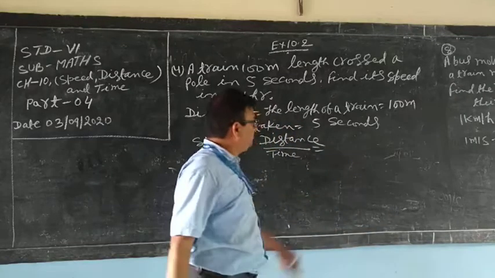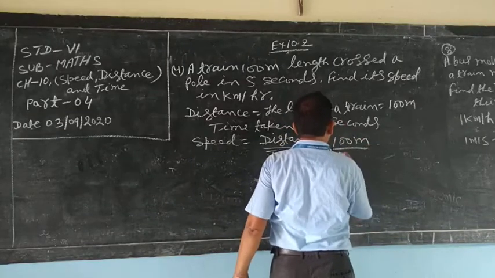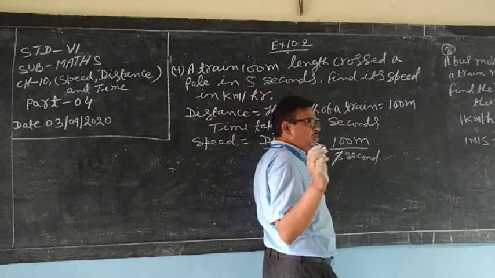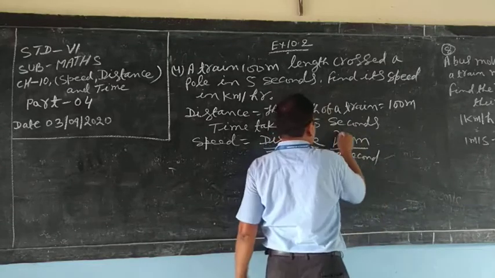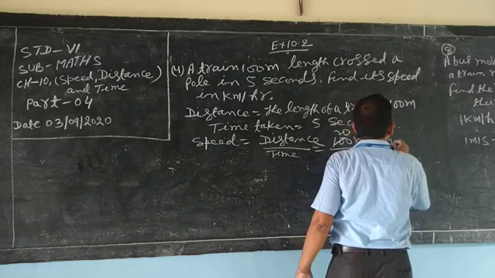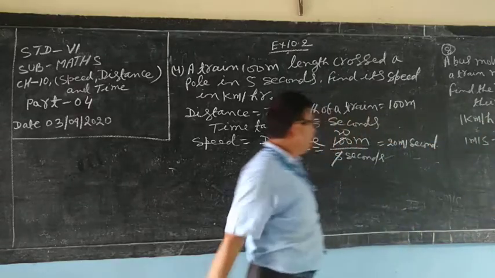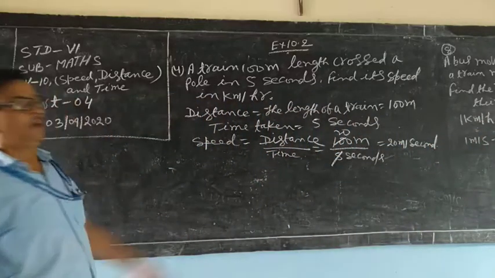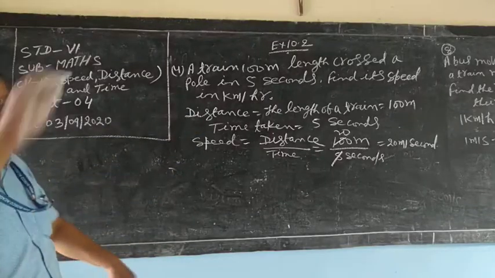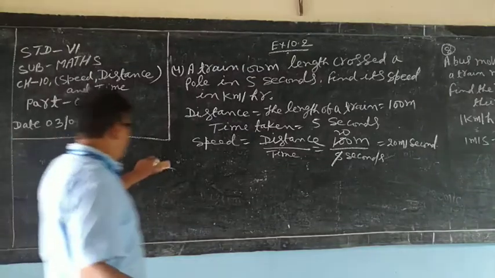Distance, what is given here? 100 meter. Time, what is given? 5 seconds. 100 divided by 5, 20 will come. Means 20 meter per second. Now 20 meter per second. But the question is telling, find its speed in kilometer per hour.